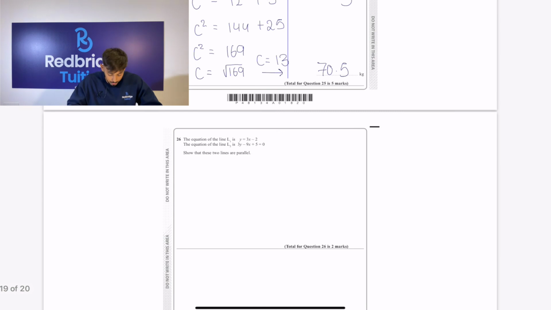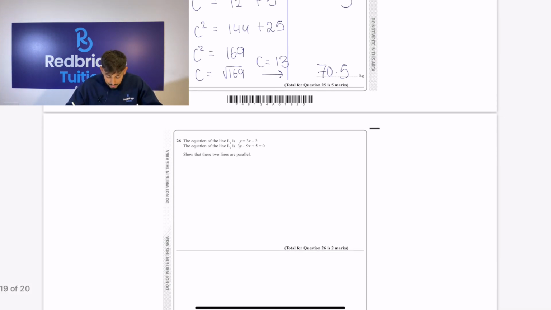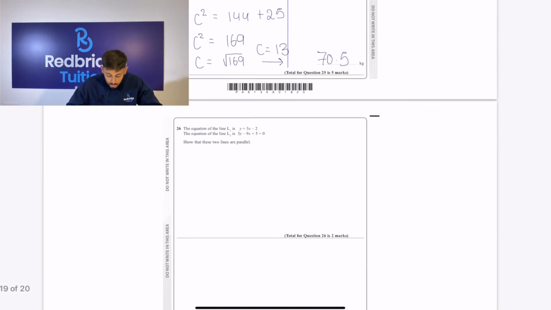Now, question number 26. The equation of the line L1 is y is equal to 3x minus 2. The equation of L2 is 3y minus 9x plus 5 is equal to 0. Show that these two lines are parallel. When two lines are parallel, they consist of the same gradient. So what we have to do is put both of these equations in the form of y is equal to mx plus c.